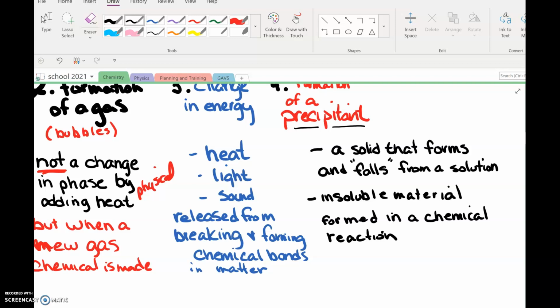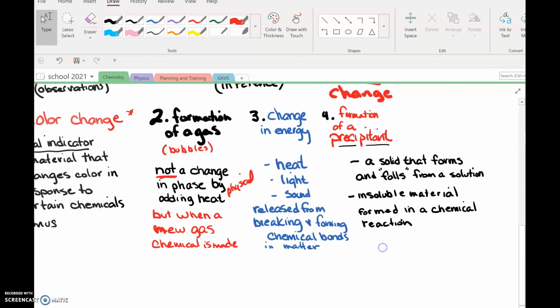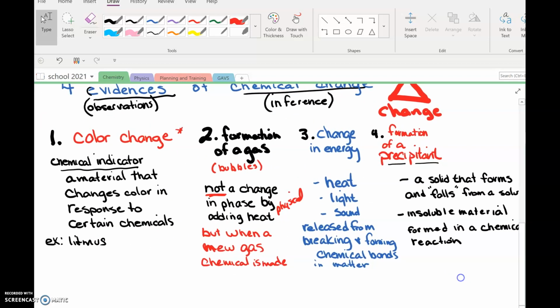All of these observations that we made, the 4 demonstrations that you watched, all demonstrated there are 4 evidences of chemical change. We had some overlap. In one of the change in energy, we definitely saw color change. In the formation of a precipitant, we definitely saw color change. There was no color change in the formation of a gas, but in the change in energy demonstration with the dehydration of sugar, that one definitely also involved the formation of a gas.